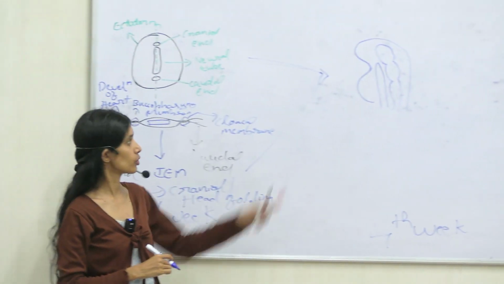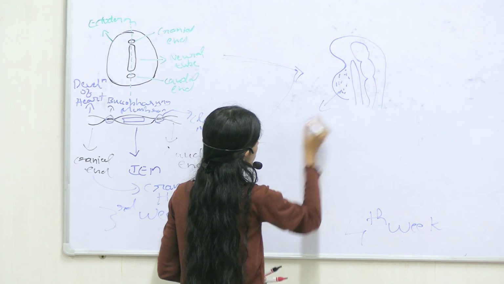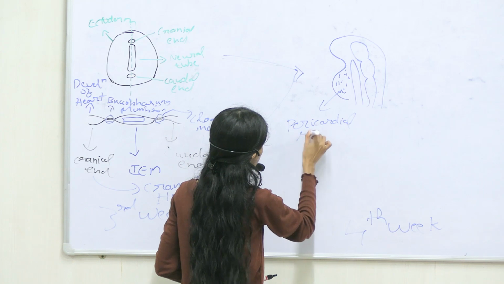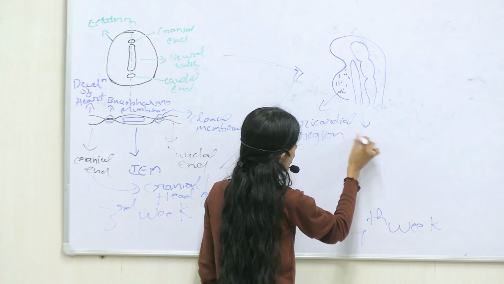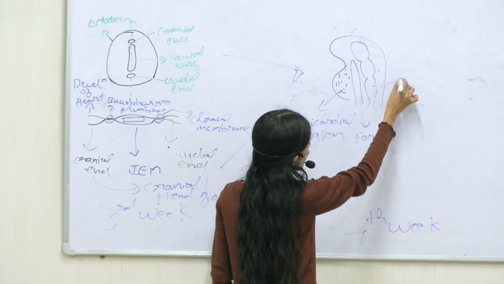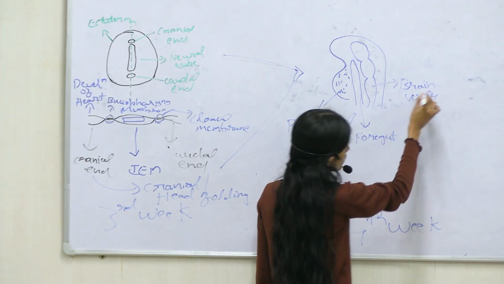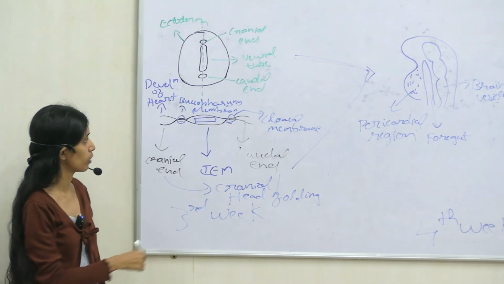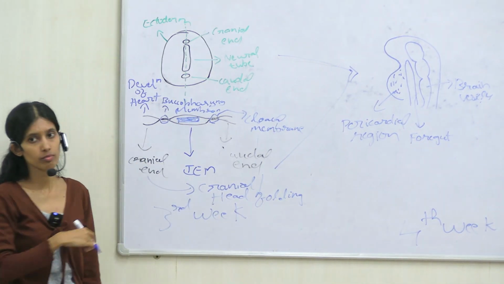The second bulging will give rise to your pericardial region or cavity, where we can see the development of the heart. Next, this is your foregut and this part is your brain vesicles. These brain vesicles are developed from which part? These brain vesicles are developed from your neural tube part.